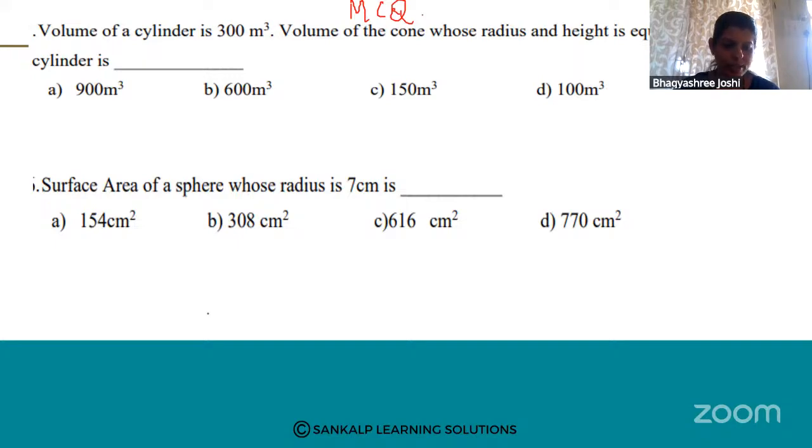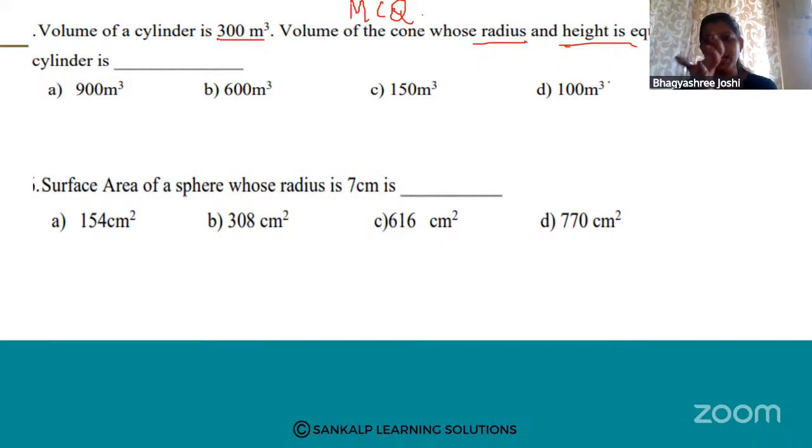MCQ, multiple choice questions. Volume of a cylinder is 300 meter cube. So the volume of the cylinder they have given, that is 300 meter cube. Find the volume of the cone whose radius and height are equal to those of the cylinder. So the height and radius of the cone are equal to the height and radius of the cylinder. Then we need to find out the volume of the cone, right?